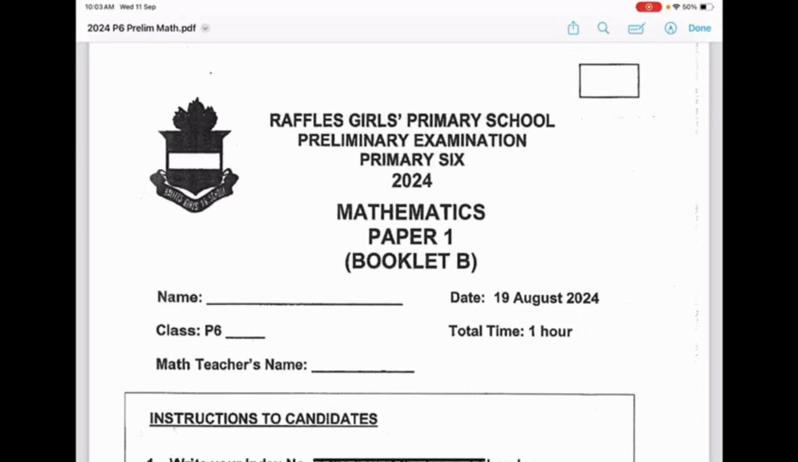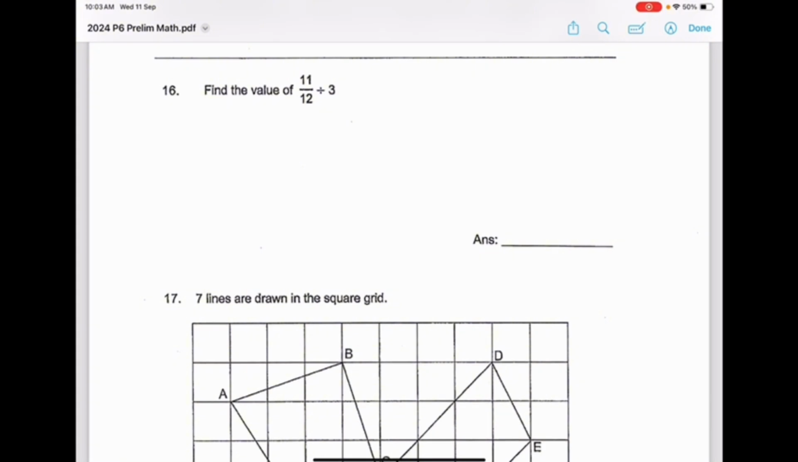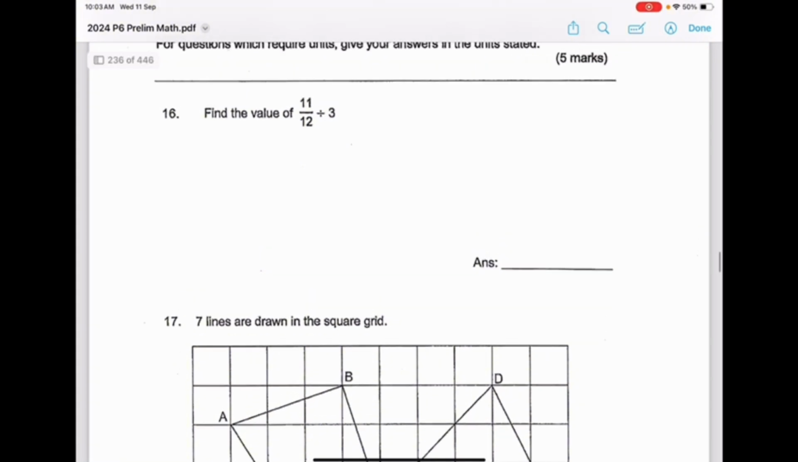What's up guys? Today we will be doing Raffles Girls Primary School Prelim Examination Primary 6 2024 Paper 1 Booklet B. First we'll be looking at question number 16. It says find the value of 11 over 12 divided by 3.